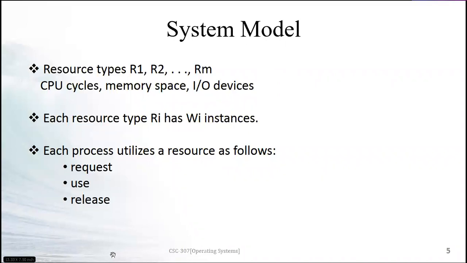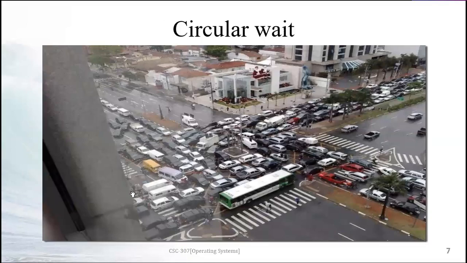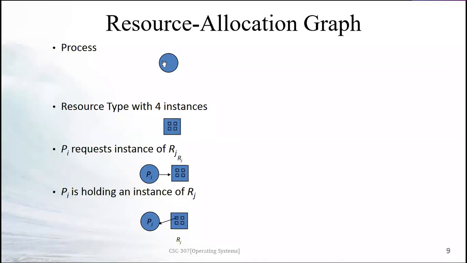So here is a graph that we'll be using. Let me show you. For denoting a process, we'll use a circle. To denote the resources, we'll use a rectangle. This rectangle means that we have 4 instances of the resource. Like if you have a printer, that means you have 4 printers, or I can say that 4 processes can use the printer at the same time. So that is what instances means. Request means an arrow from process to resource. Holding means an arrow from resource to process.